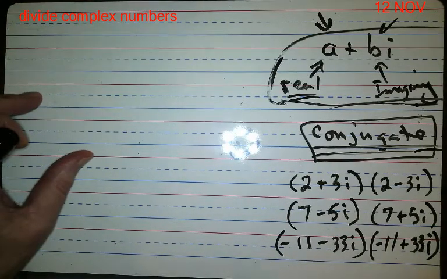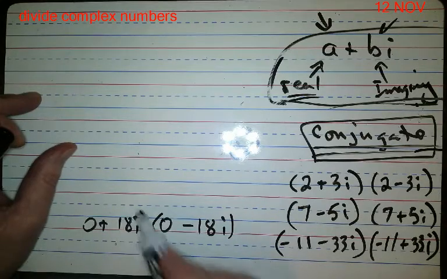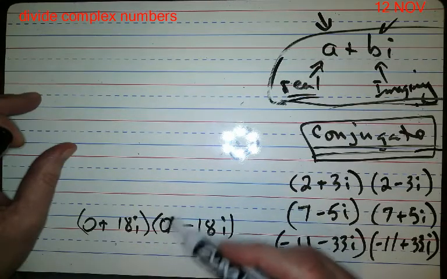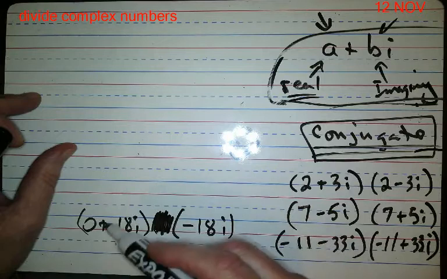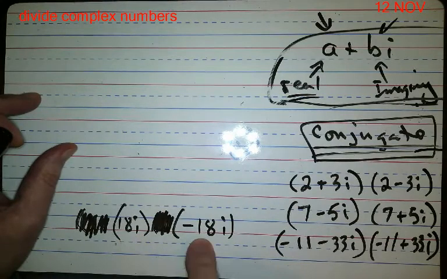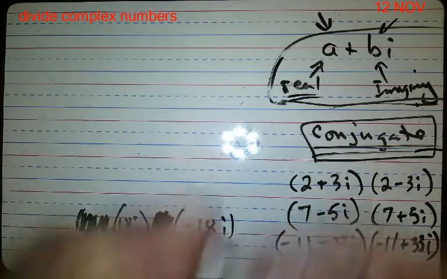Right? What if it was just negative, I don't know, 18i? What's the conjugate of that? Well, remember, this is really 0 minus 18i. So the conjugate of that would be 0 plus 18i. Now, when you add 0, that doesn't do anything, so you really don't need the 0 there. So that's the conjugate of that, right? The imaginary numbers have to be opposite each other. That's what a conjugate is.